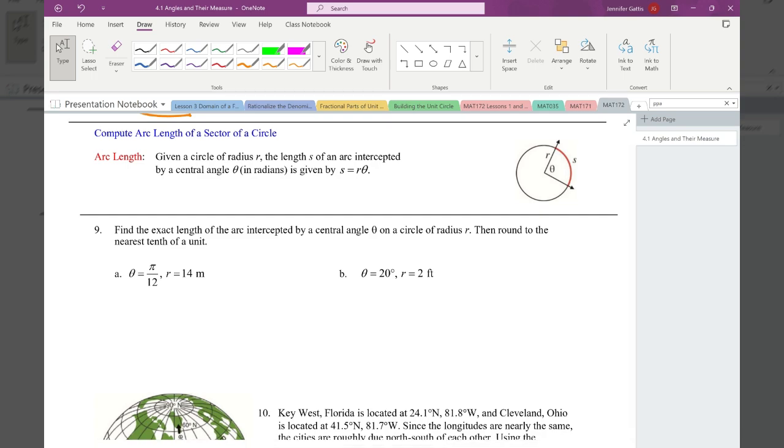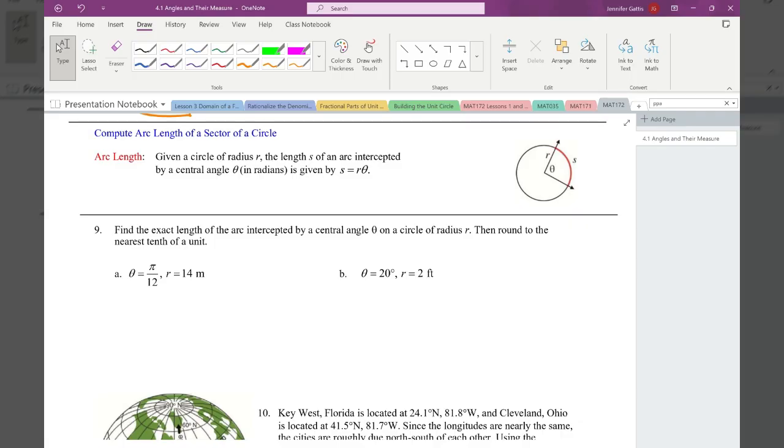And welcome back for our third and final part of this lesson. Again, this is going to be lesson one, section 4.1 on angles and their measure. So we are going to explore arc length of a sector.